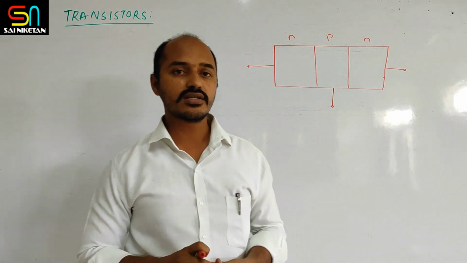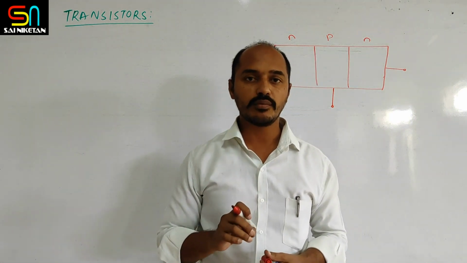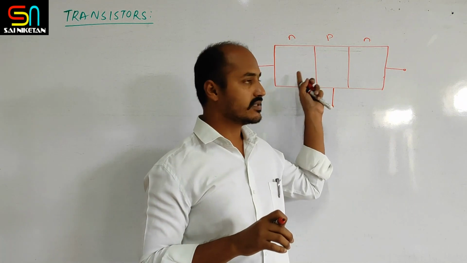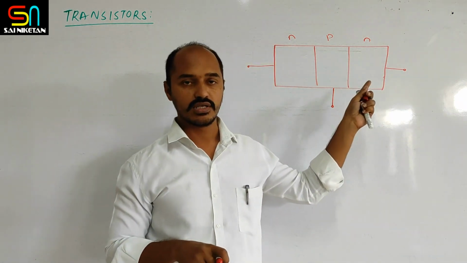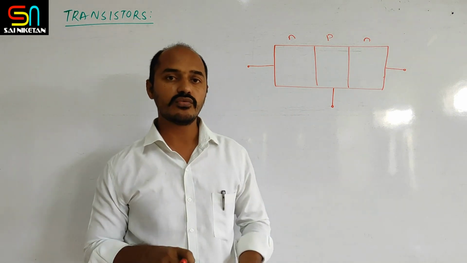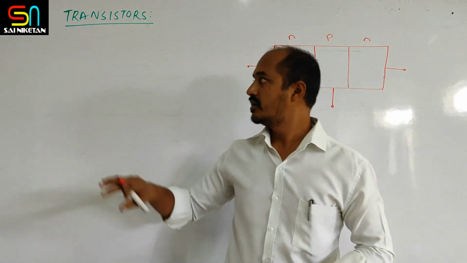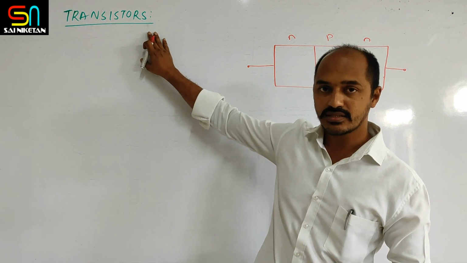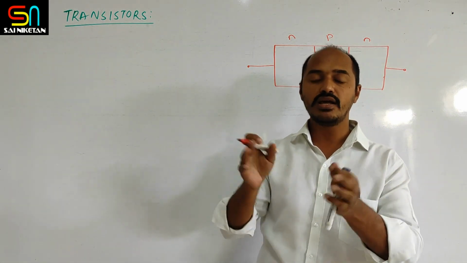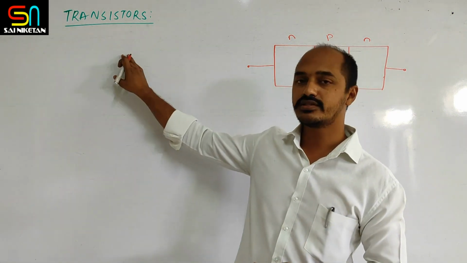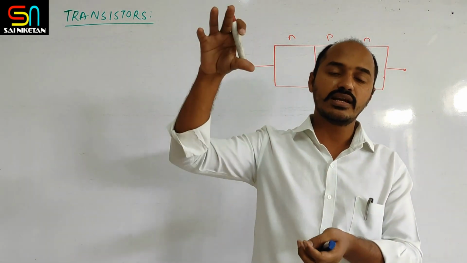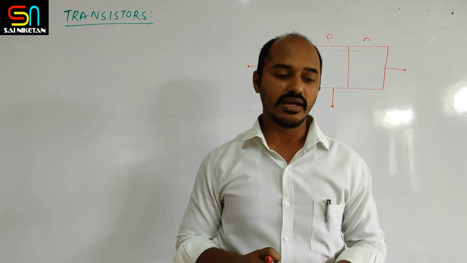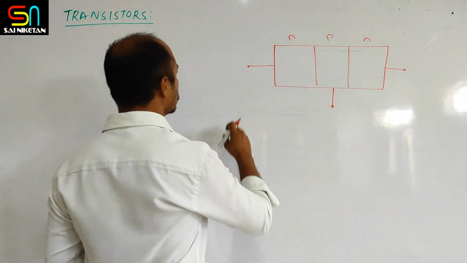So what is a transistor? A transistor is a device obtained by doping three regions. By doping three regions, we obtain two junctions. And the main purpose of this transistor is to amplify the signal. So the main function of these is amplification. It means if the signal is very low, we can amplify the signal to any level. This is the main function of the transistor.